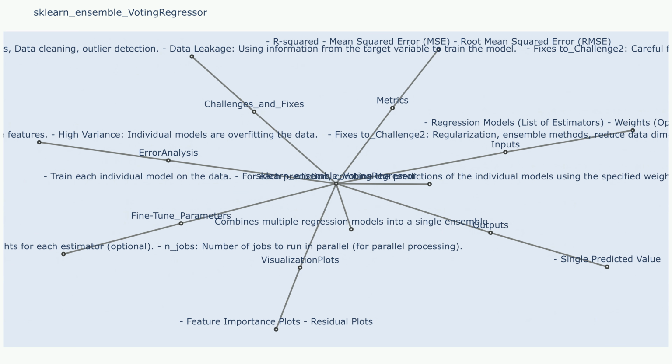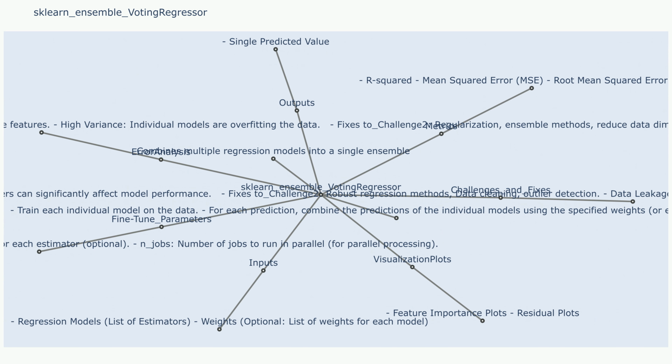Feature importance plots for some models, e.g., random forests. Feature importance plots can be generated to understand the relative contribution of different features to the prediction. Learning curves. Learning curves can be plotted to assess how the model's performance changes with the amount of training data.